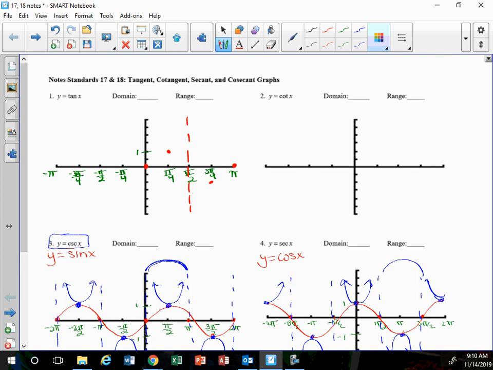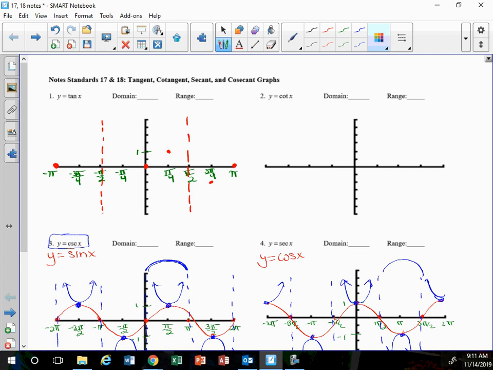Do you know what's happening at any of those spots on the left side of the graph? Like, do you know which one's going to be the asymptote? The negative pi over 2. Good. Which one do you think is going to be 0? Negative pi. Okay. So we just have to figure out these pi over 4s.